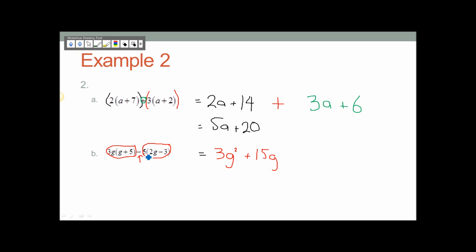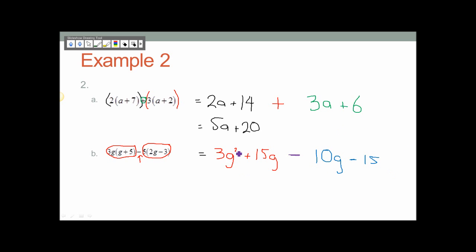So 5 times 2g is 10g. 5 times 3, remember the minus sign in the middle, is going to be minus 15. Alright, now that we've got our two things together, we are going to have to subtract this left hand side from the right hand side.